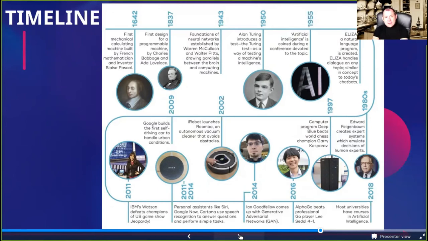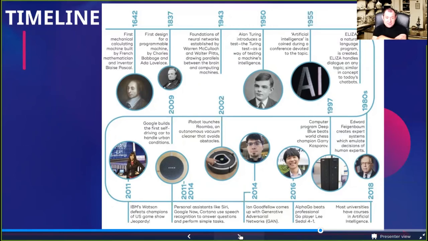Alan Turing is one of the people most responsible for this. Back in the 40s, he created Colossus, a computer that broke the Enigma code and possibly won the war. We could listen to Nazi transmissions, decode them. They never even found out about this till the end of the war, created by this one genius, Alan Turing. In the 50s, Alan Turing introduced a test called the Turing test as a way of determining if a machine was intelligent or not. In 1955, the term artificial intelligence was coined during a conference devoted to the topic.